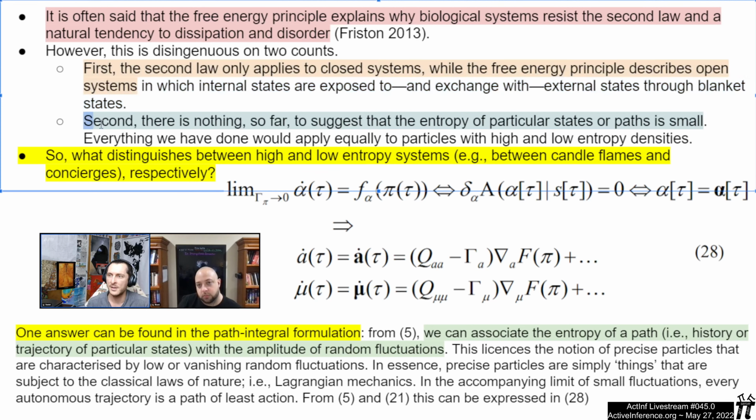And second, there is nothing so far to suggest that the entropy of particular states or of paths is small. So this is like the design language for particular states that might be totally buffeted by stochasticity or totally on the least action railroad and everything in between. But nothing has been said to identify one or the other. And so everything high and low entropy densities.